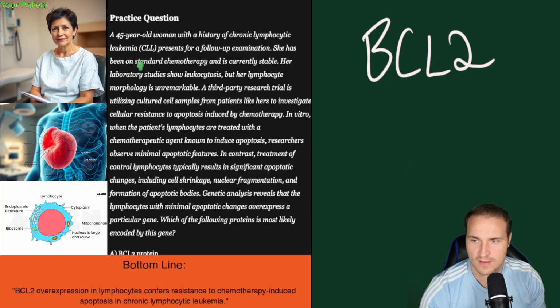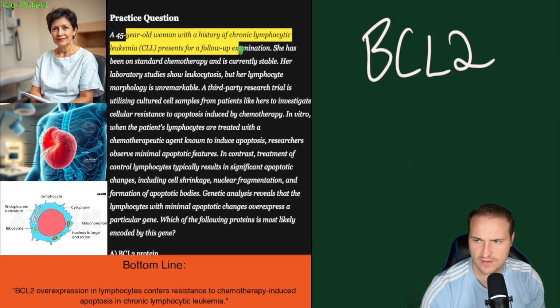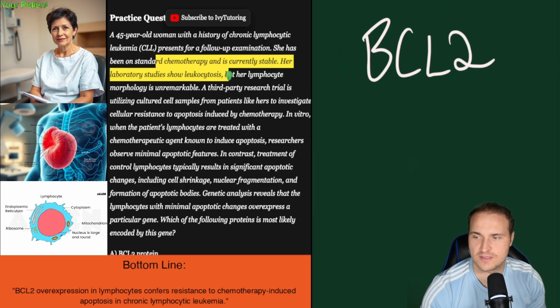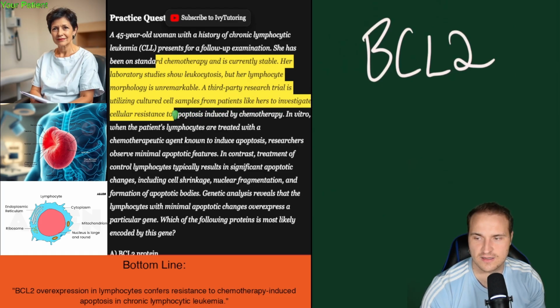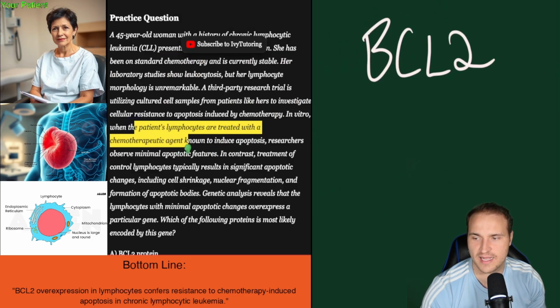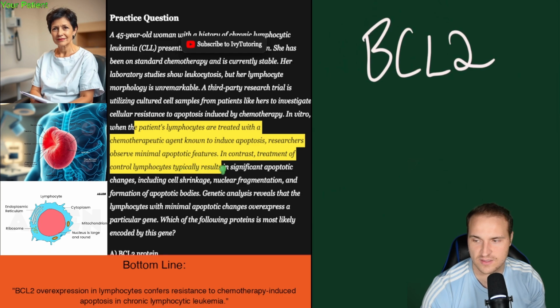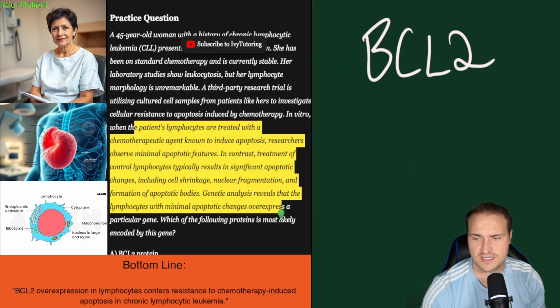So the bottom line is a thymoma is commonly associated with myasthenia gravis and presents as an anterior mediastinal mass. All right, here we have a 45-year-old woman with a history of chronic lymphocytic leukemia presenting with a follow-up examination. She has been on standard chemotherapy and is currently stable. Lab studies show leukocytosis, but her lymphocyte morphology is unremarkable. A third-party research trial is utilizing cultured cell samples from patients like hers to investigate cellular resistance to apoptosis. In vitro, when the patient's lymphocytes are treated with chemotherapeutic agents known to induce apoptosis, researchers observe minimal apoptotic features. In contrast, treatment of control lymphocytes typically results in a significant apoptotic change. Genetic analysis reveals lymphocytes with minimal apoptotic change overexpress a gene.